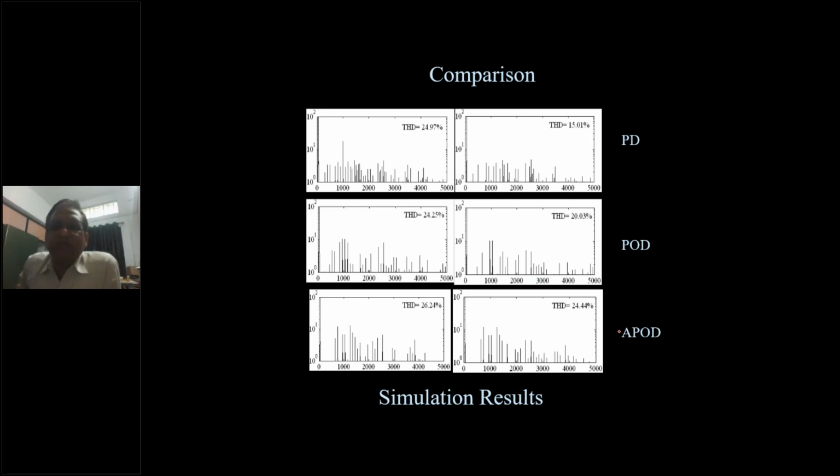Its result is shown here. There is a little bit of effect on THD. Phase displacement is 15%, in POD it is 20%, and APOD, which is alternate, every alternate it is 24%. So that is the comparison of carrier frequency displacement.